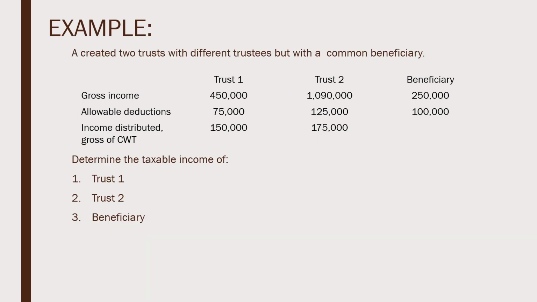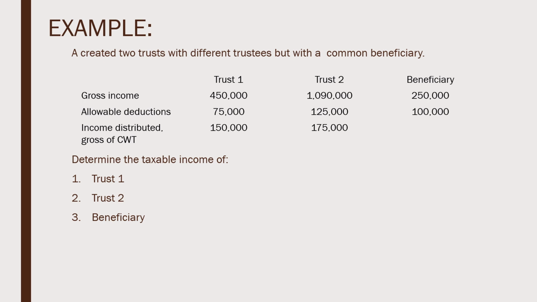Let's try to apply the concepts of trust and estate. So A created two trusts with separate trustees but a common beneficiary. So we have Trust 1, Trust 2, and the beneficiary. The gross income, allowable deductions, income distributed by each trust, and gross creditable withholding tax are given. The question is to determine the taxable income of Trust 1, Trust 2, and the beneficiary. So this is very easy, guys. You can try this on your own before proceeding with the solution.